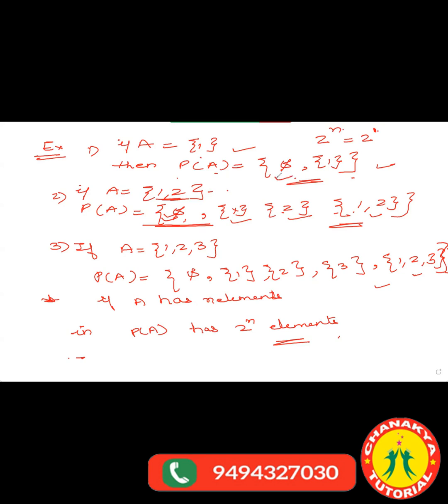Then 2 elements were there: the empty set and the set itself. Then come to the second. Here 2 elements were there, so 2 raised to the power 2 will be 4. Now check how many elements are there: 1, 2, 3 and 4. Now here, 2 raised to the power 3. How many elements would be there? 6? Ma'am, 8. Sorry, 8. Yes, 8. Now check your elements.